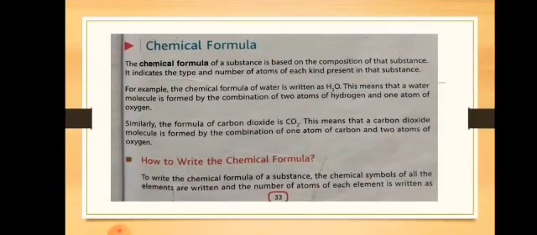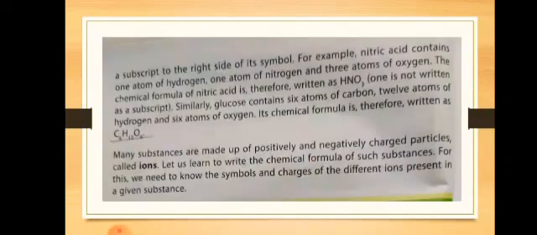Now, how to write the chemical formula? Why can we write only H2O, not HO or H3O or H2O2? No, we can't write it. How to write a chemical formula? To write the chemical formula of a substance, the chemical symbols of all the elements are written and the number of atoms of each element is written. You can see the number of each atom and their symbol has been written.